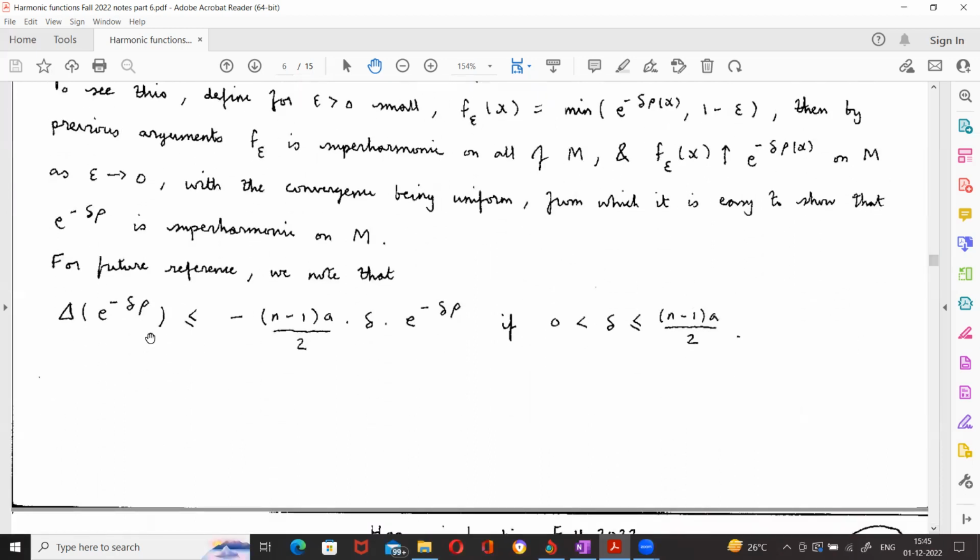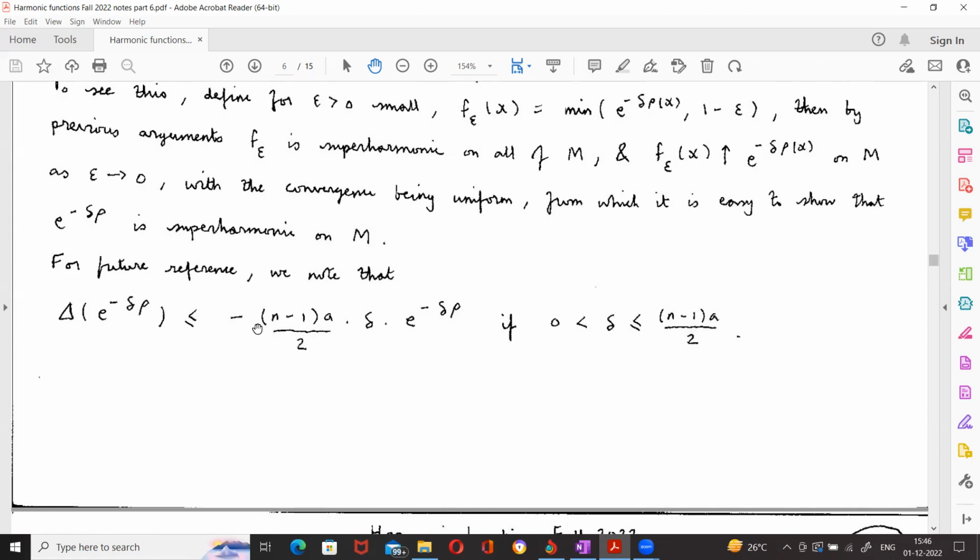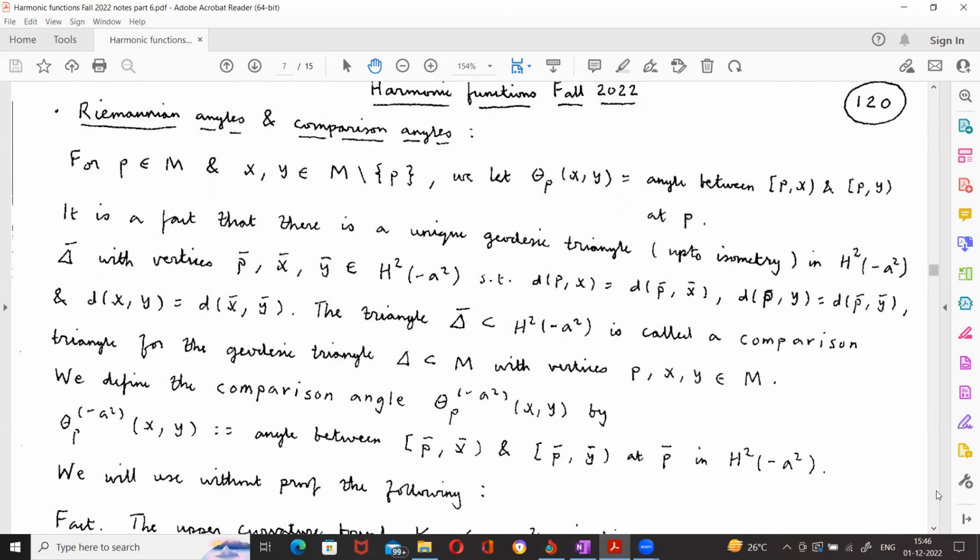Okay. And so we have this estimate that the Laplacian of e to the minus delta rho is less than or equal to minus (n minus 1) a over 2 times delta times e to the minus delta rho, if delta is less than or equal to half (n minus 1) times a. Yeah, that follows from this inequality here. All right. So let's just note this. Fine. Okay.